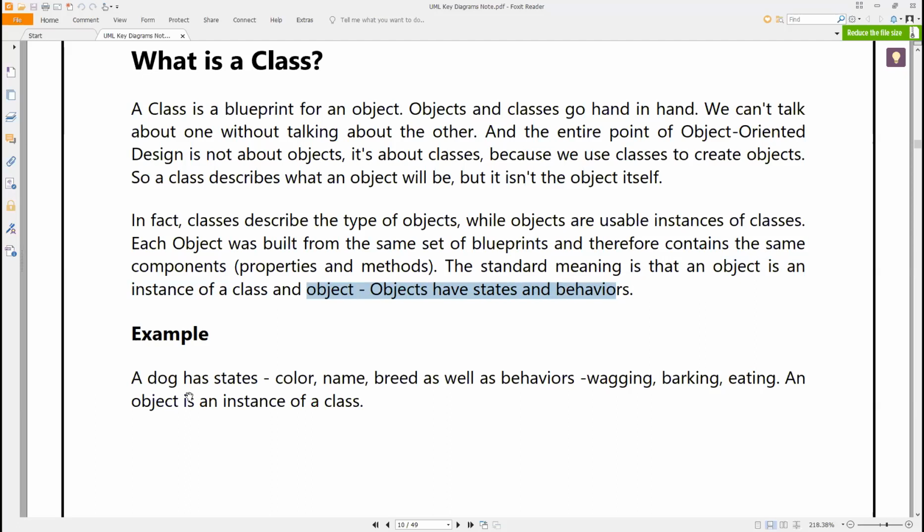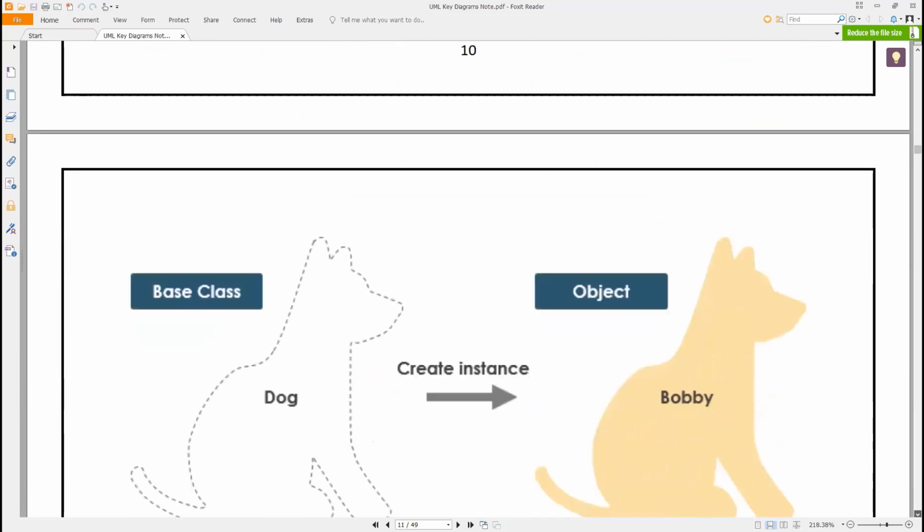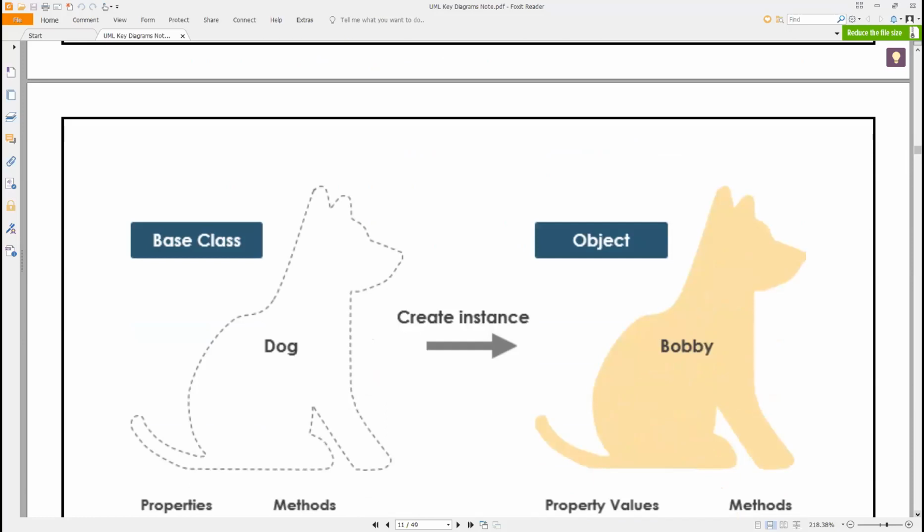So let's look at the example. A dog has three states. The color can be different, the name can be different, and the breed can be different. The behavior can be that the dog is wagging, the dog is barking, the dog is eating, things like that. So eventually you can have different dogs, but still they're all dogs.